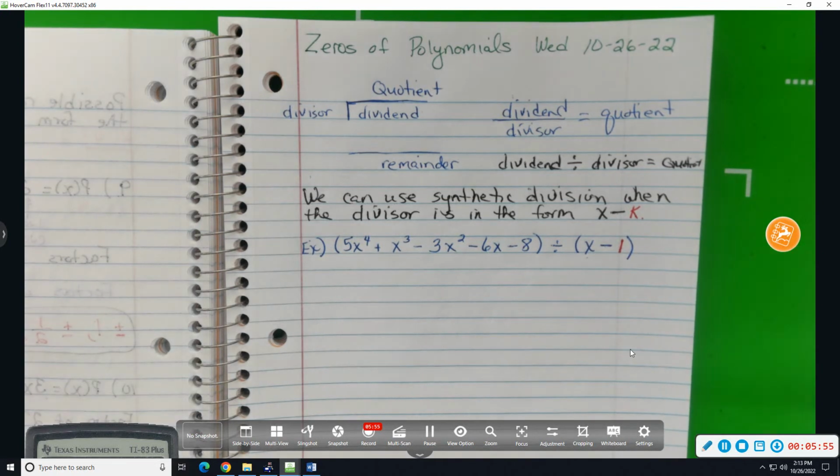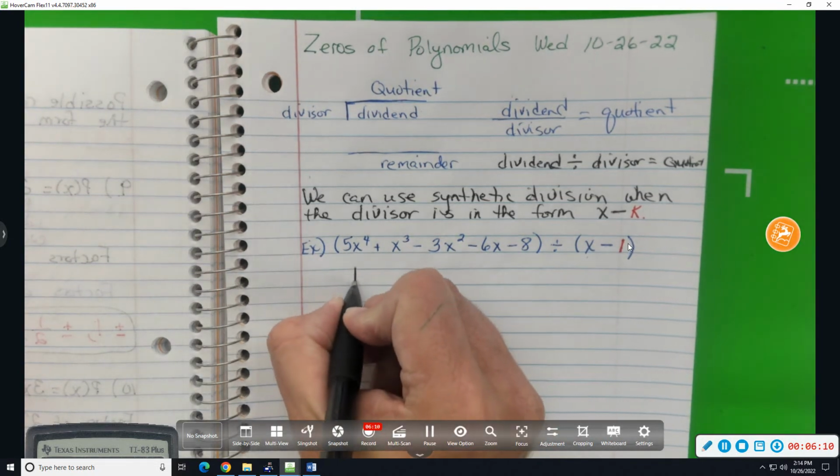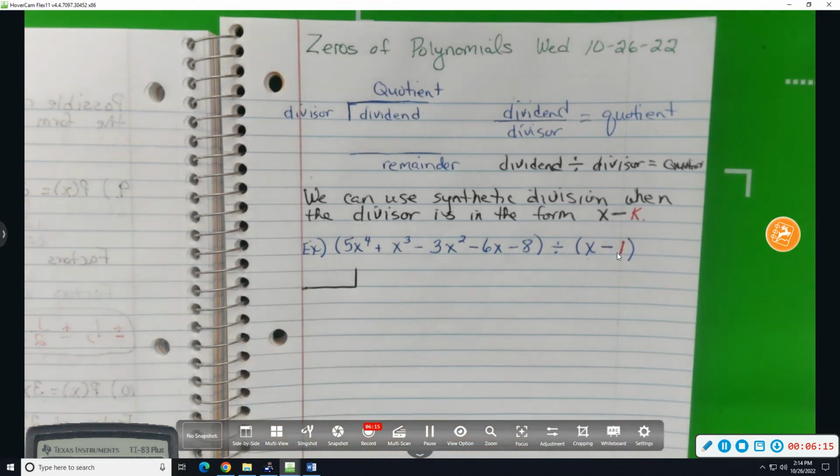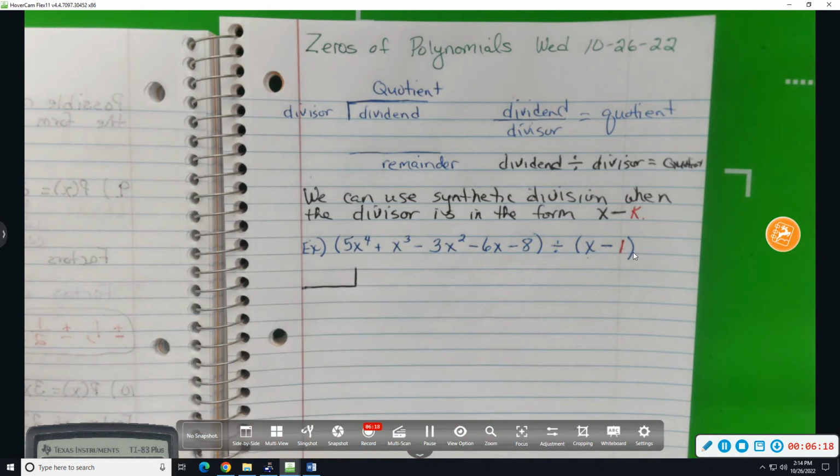One note I like to make is that k is exactly the opposite of what you see inside the parentheses. You see a minus 1, so the k value is a positive 1. If this were an x plus 1, your k value would be a negative 1. The k value is the opposite of what you see in the divisor. Okay, so I will start with the synthetic division. It's going to take 3 lines on your notebook paper. If you're using lined paper, it's going to be 1, 2, 3.